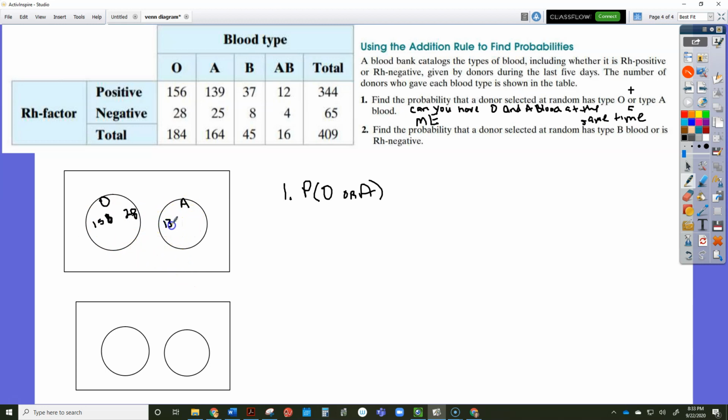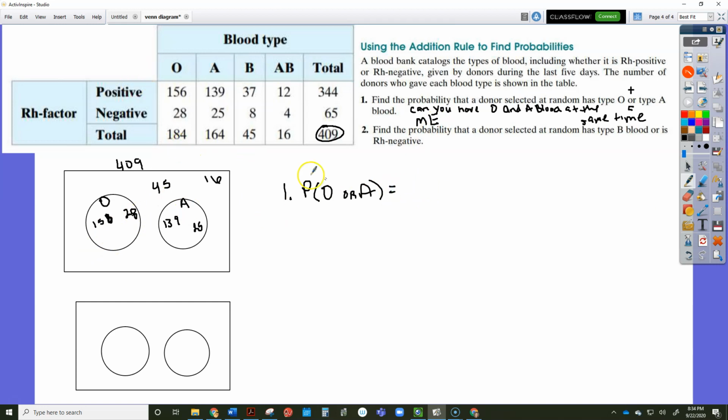And A blood, we have 139, and then we have 25, but still there's a total of 164 in that one. So the total altogether in the entire sample space right here is 409. So there's 409 people in the sample space, and all of these other people that we didn't count are sitting around out here, 45 out here, 16 out here. So there's a total of 409 people in this total sample space. So since they are mutually exclusive, all we have to do is add them together.